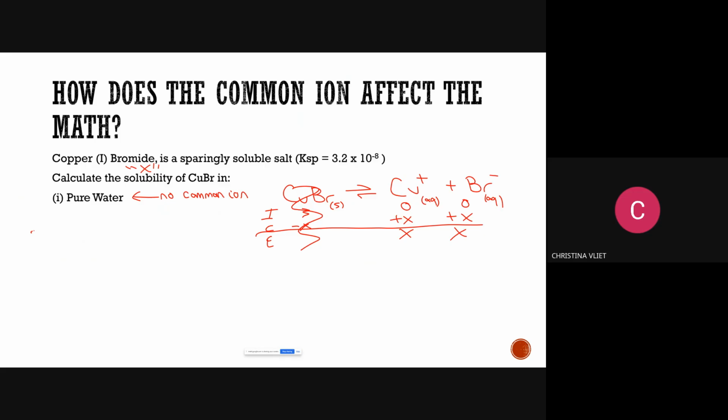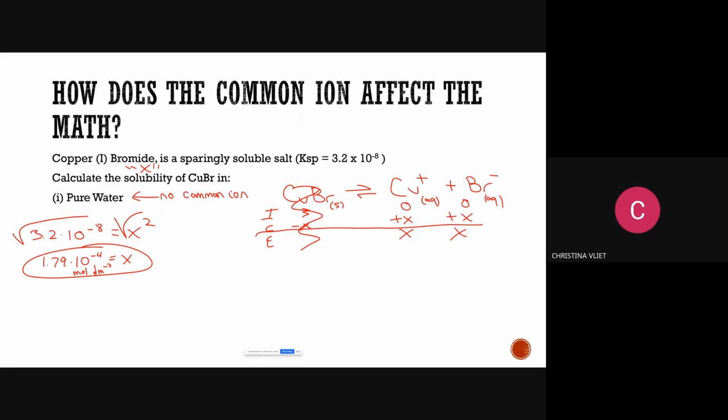And I get 3.2 times 10 to the negative 8 equals X squared. Are we okay with that? Take the square root. I did the math, just double check them. I get 0.000179 equals X, or 1.79 times 10 to the negative 4 equals X. That's taking the square root of both sides. That's our solubility, in mol per dm cubed. Pure water. Nothing new yet.